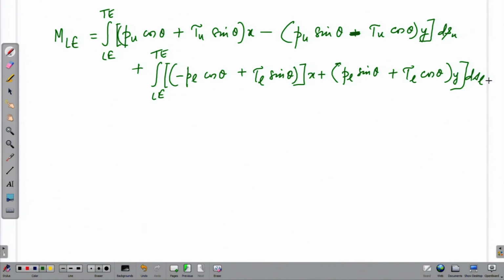As long as you know the values or the distributions of p u, tau u, p l, tau l, x, y, theta, these values are available to you either from theory or from experiment, you can integrate these expressions, and therefore, you can obtain the forces and the moments.